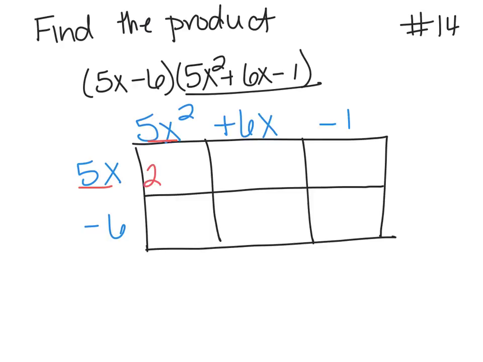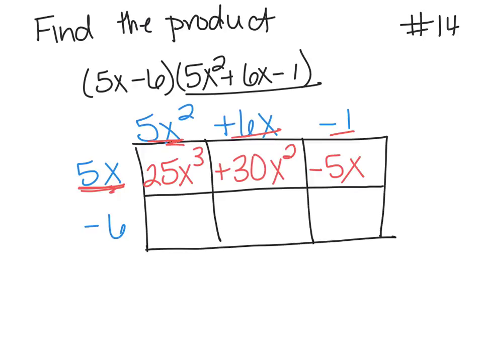So now I'm going to multiply. 5 times 5 is 25, and I have a total of 3 x's, 2 there and 1 there. 5 times 6 is a positive 30, and a total of 2 x's. 5 times negative 1 is a negative 5 with an x. On the bottom, negative 6 times 5 is negative 30 with a total of 2 x's. Negative 6 times positive 6 is negative 36 with an x. Negative times a negative is a positive 6.